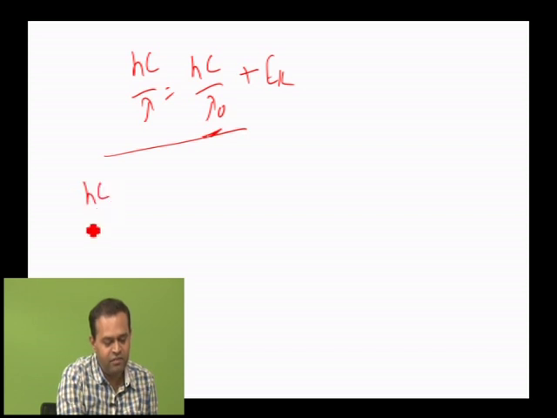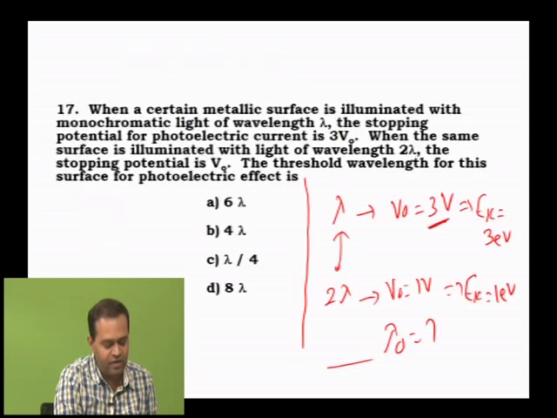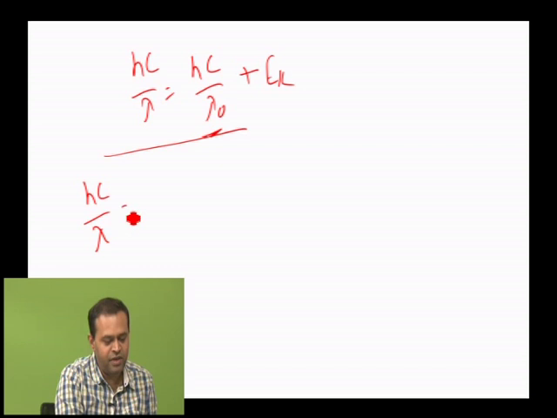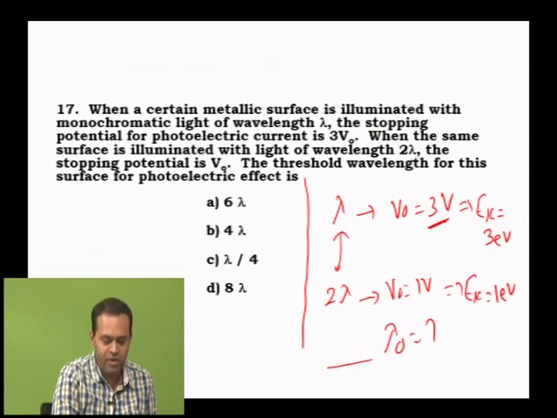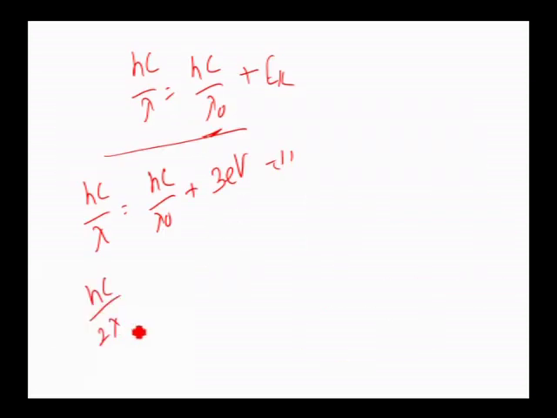First equation, in first case lambda is lambda only, therefore it is h into c by lambda is equal to hc by lambda naught plus, in first case kinetic energy is 3 electron volt, therefore plus 3 electron volt, equation 1. Second case, hc by, now lambda is 2 lambda, therefore h into c by 2 lambda equal to hc by lambda naught, because for a given photometal work function is constant ಅಂತಂದ್ರೆ hc by lambda naught change ಆಗಲ್ಲ. ನಾವು kinetic energy is 1 electron volt, equation 2.